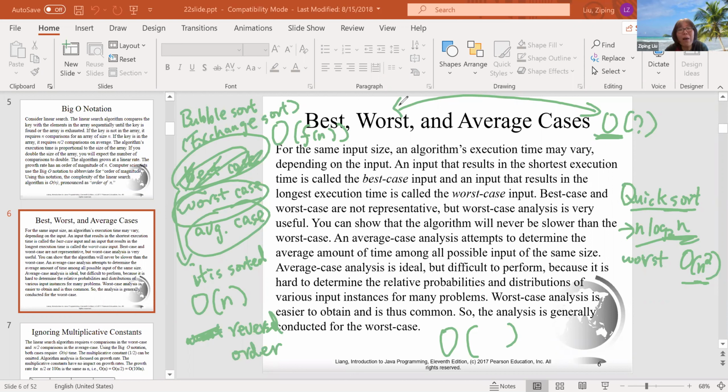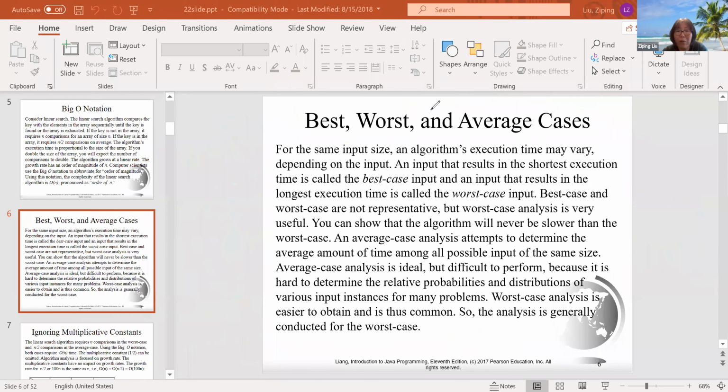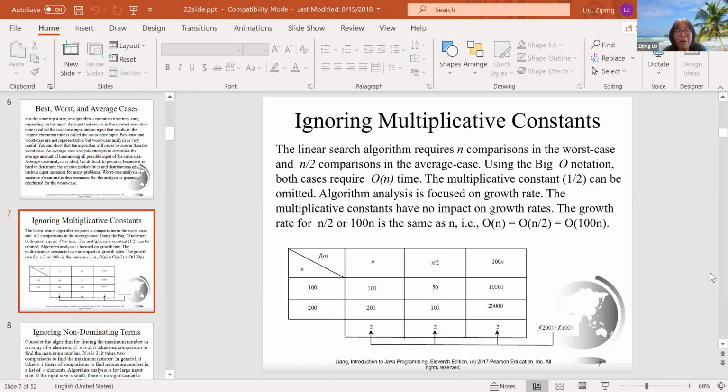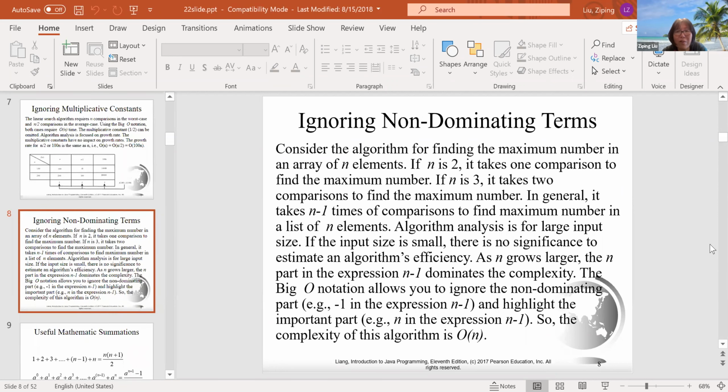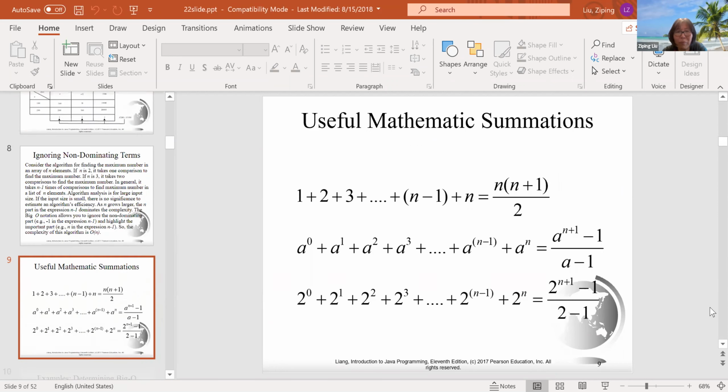But like I just said, a lot of the time when we discuss algorithms, the average and the worst are the same. Then we say the worst case can be used to represent the big O. So this is regarding best case, worst case, and average case. And we already explained the multiplicative constant doesn't matter. We just care about the highest order term.